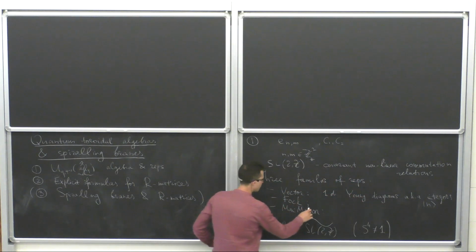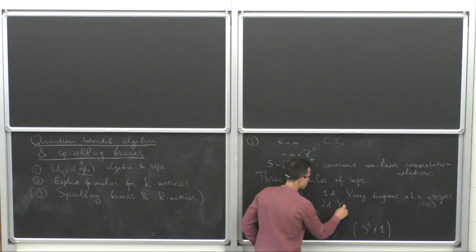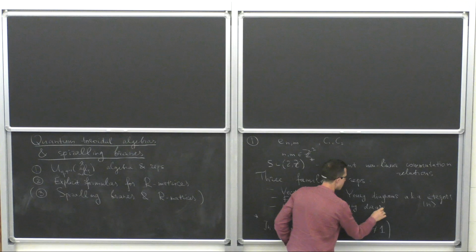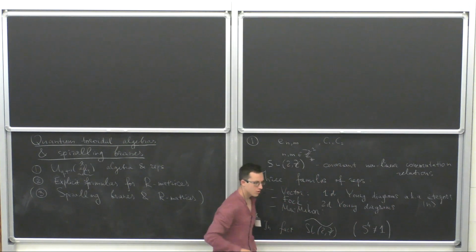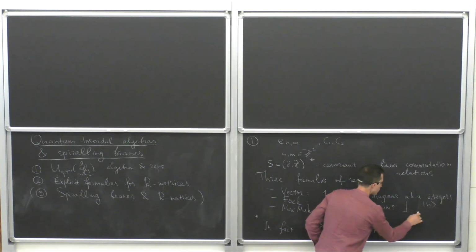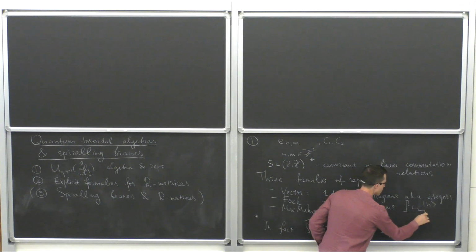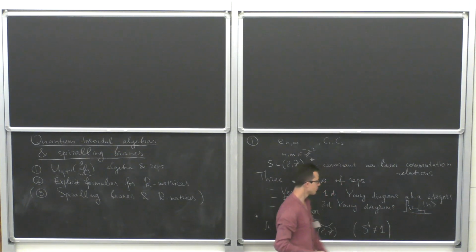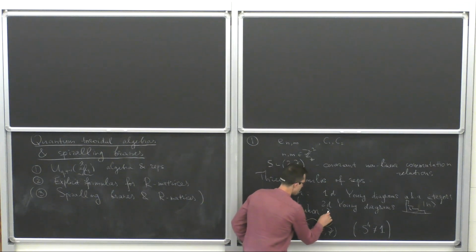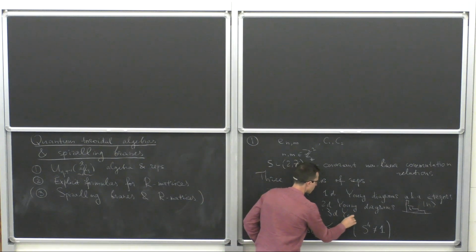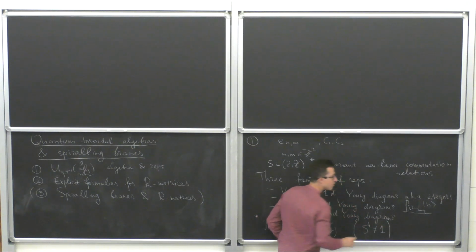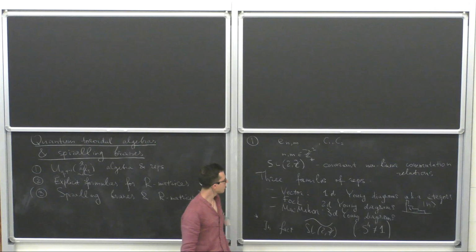So in Fock representation, the states are labeled by 2D Young diagrams, which are the familiar pictures which I'm sure all of you have seen. So something like that, a non-increasing sequence of integers, finite. And then in McMahon representation, there are 3D Young diagrams. That's the way the algebra is organized.